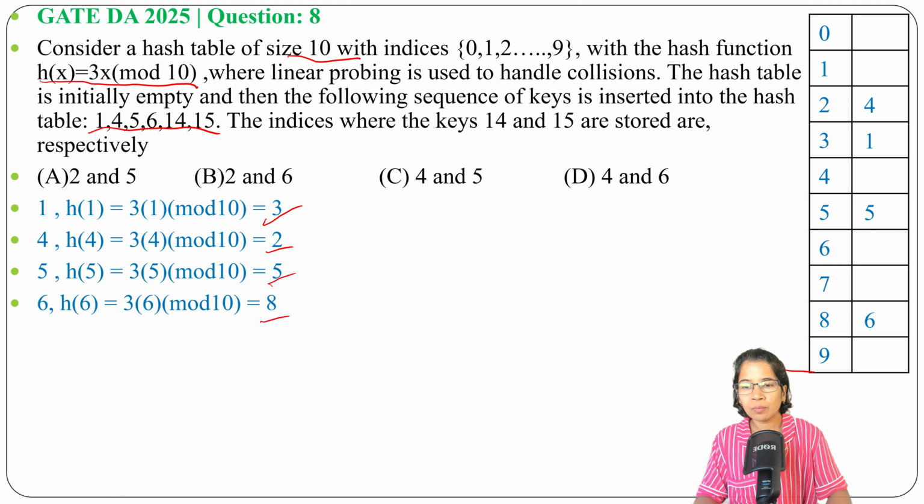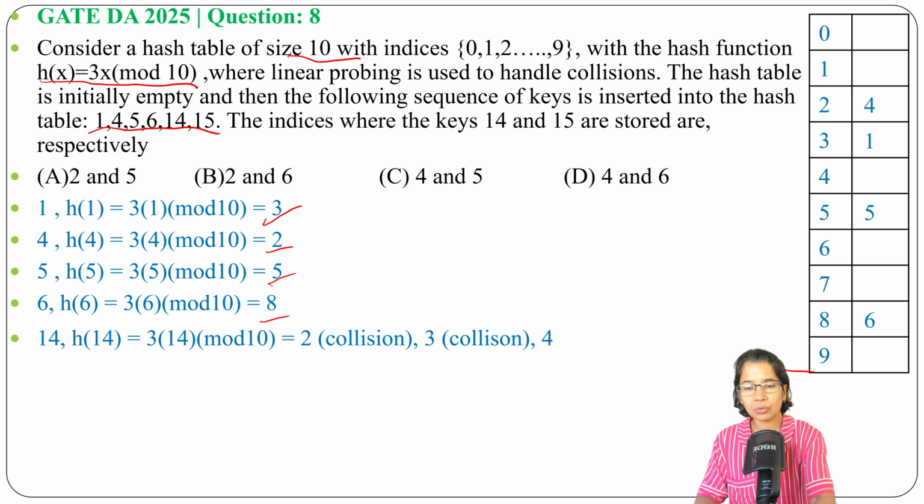Next we'll insert 14. 3 multiplied by 14 mod 10, it's 2. But in 2 already 4 is there. So there will be a collision. And it is saying we can handle collision by linear probing, which means we'll see the next free space. Next is 3. At 3, 1 is already there, so it's again a collision. Next 4. So we can insert 14 at 4 as it is free.